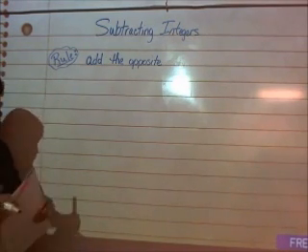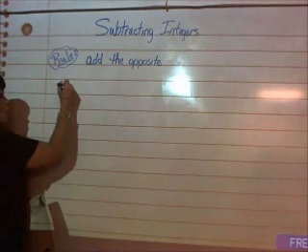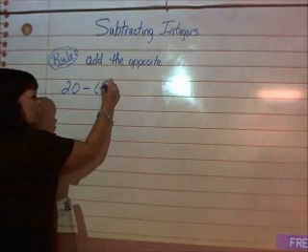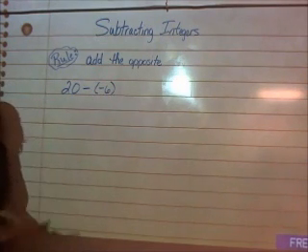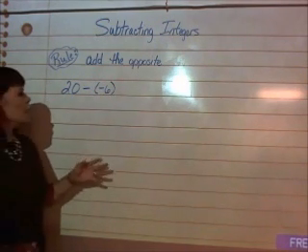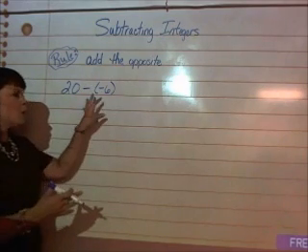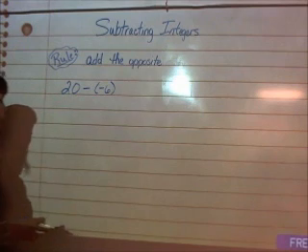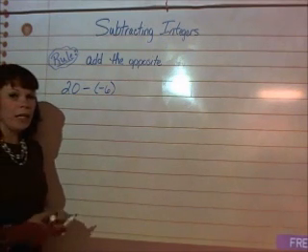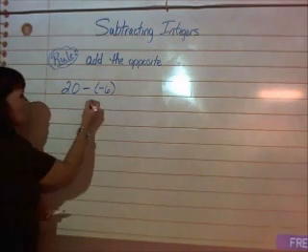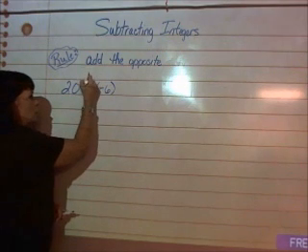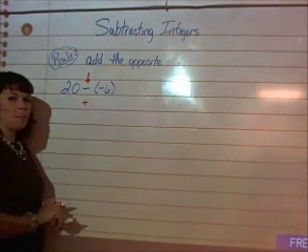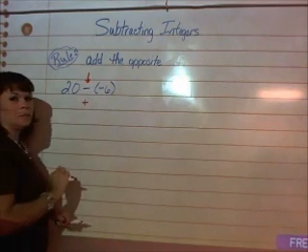Let's start off with this problem. 20 minus a negative 6. Well, you really can't subtract with integers. So what you need to do is go ahead and add the opposite. And what I mean by that is you're going to change your subtraction problem into an addition problem. So that's where the add comes in.